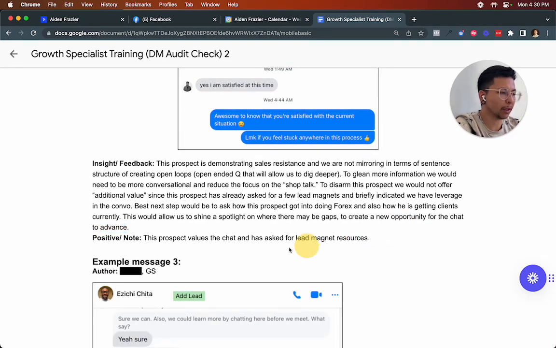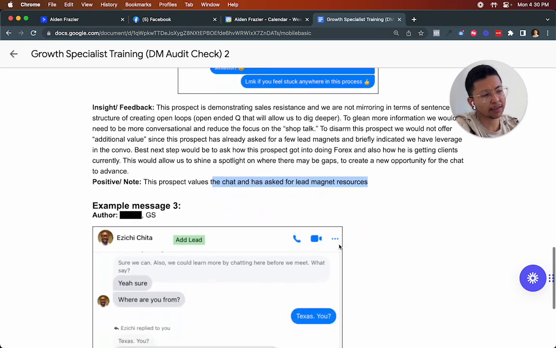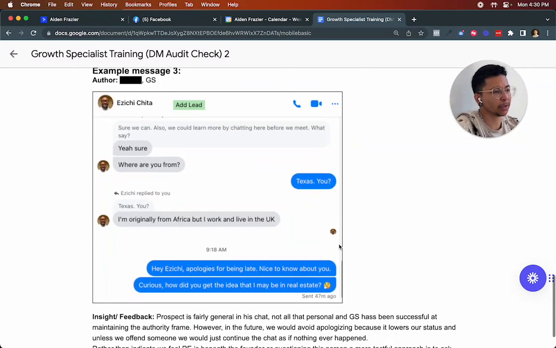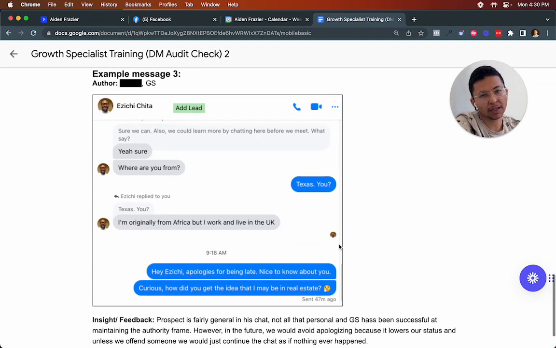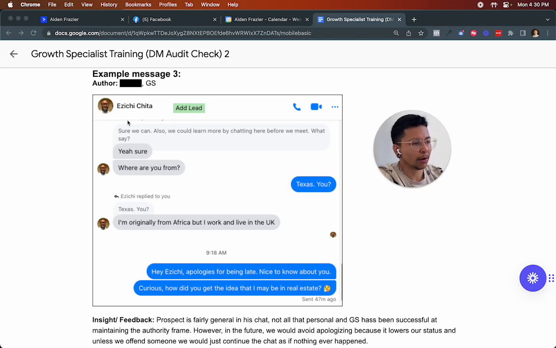So the positive note here is that prospect has in fact started using the lead magnet resources. So it's just going to be something that ebbs and flows, and it's a natural state of the situation here. So in this conversation with Ezekiel, not sure how to say that. Here you can see that after receiving the feedback previously, the growth specialist has in fact started to take note of, okay, when people are not replying very much, then I need to keep things short on my end as well, and not be overzealous or too needy.